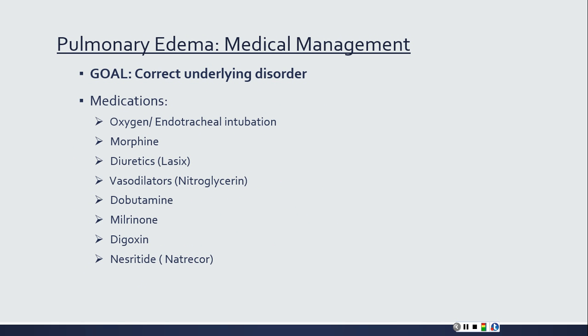So what's our medical management? What's our goal for pulmonary edema? Well, we got to figure out what the cause is. In most cases, it's the heart. We got to fix the heart. Regardless, we got to pull the fluid off. The medications we'll give, we've got oxygen. May require endotracheal intubation. So they may have to be intubated, depending on the cause, or the severity, probably more than anything.